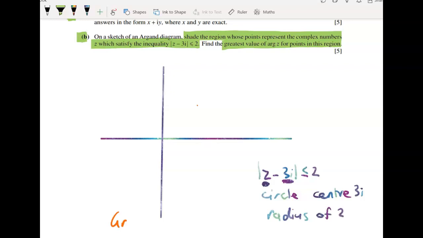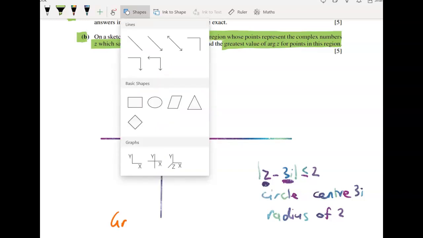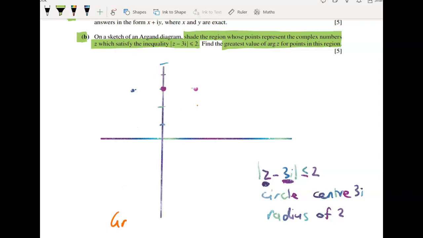Now, for A-level, you don't have to use algebra to do this question, and you really shouldn't. It's going to make it much worse. We have to shade the region whose points represent the complex number z that satisfy this inequality. So if I've got this form, suppose I've just got z minus 3i is equal to 2, then that's going to be a circle with a centre of 3i. So let's mark that on here, and a radius of 2.